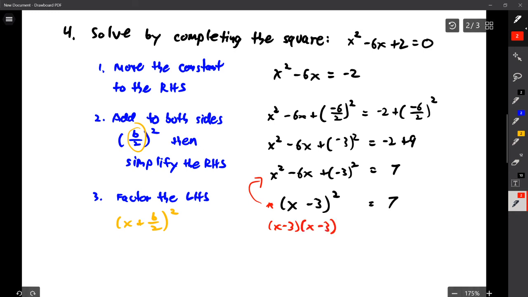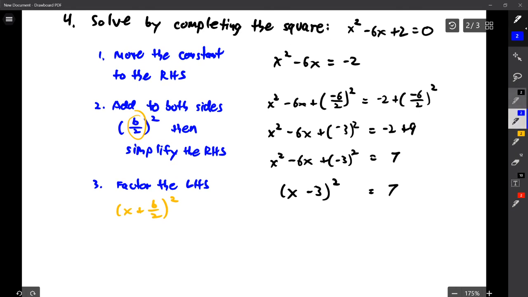So what do we get here? When we FOIL this, we have x times x is x squared. x times negative 3 is negative 3x. But then we have this negative 3 times x. That's another negative 3x. So how many total x's do we have? We have negative 6x. And then negative 3 times negative 3 is a positive 9. And what's this? Negative 3 squared. That's the same thing as negative 3 times negative 3. So we have the exact same thing. We've just changed what it looks like.